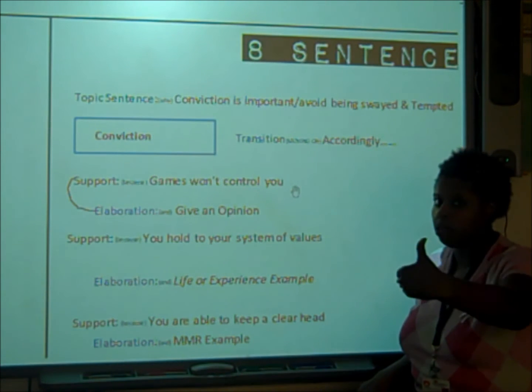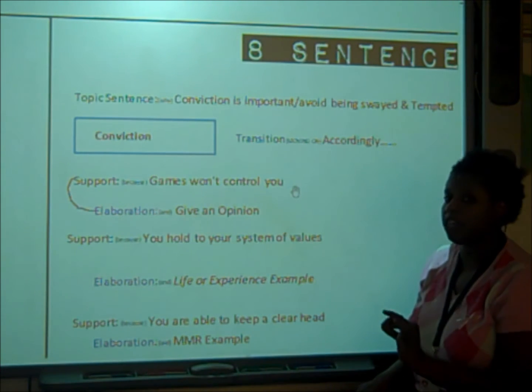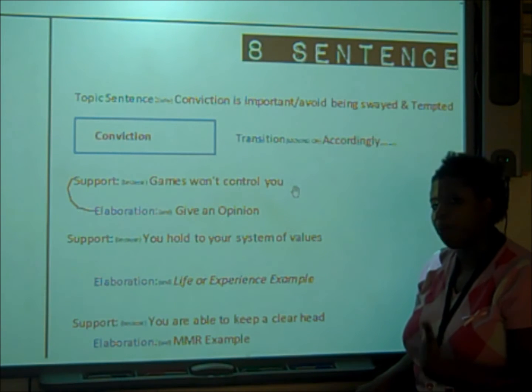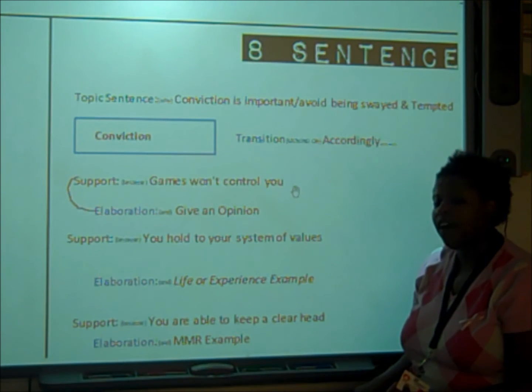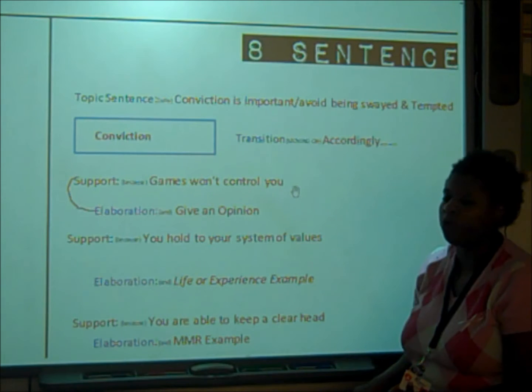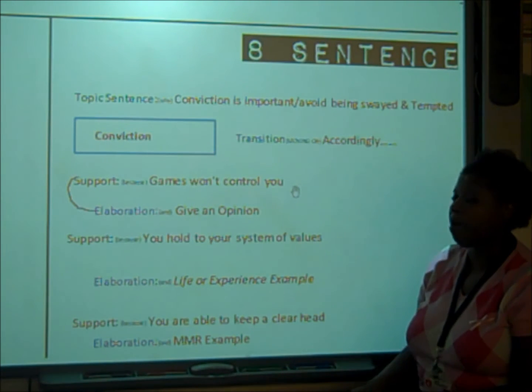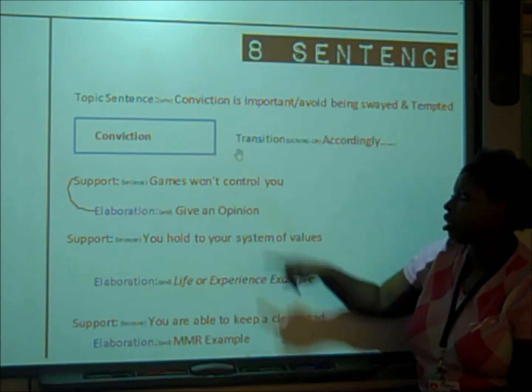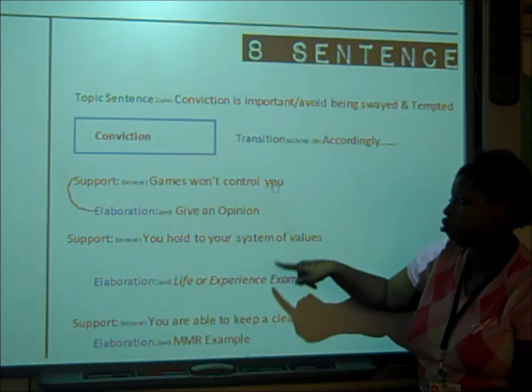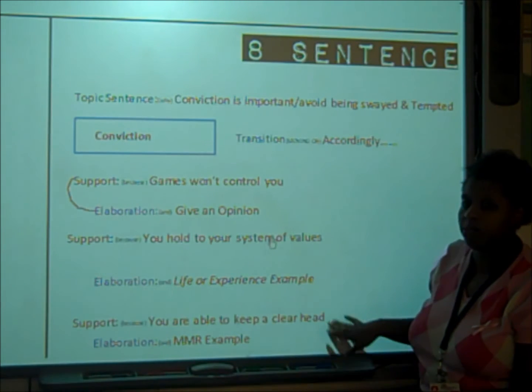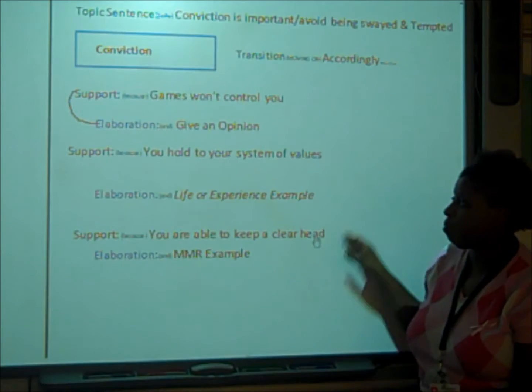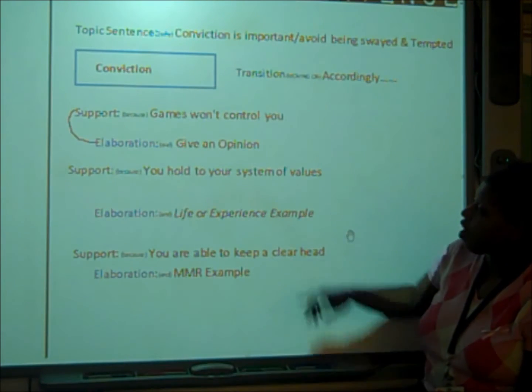And within the Hunger Games, remember that's your topic. I would keep repeating my topic in my sentence. How to define courage and how do you show it within the Hunger Games? You show it by conviction. Why? Because the games won't control you, because you hold on to your system of values, because you're able to keep a clear head.